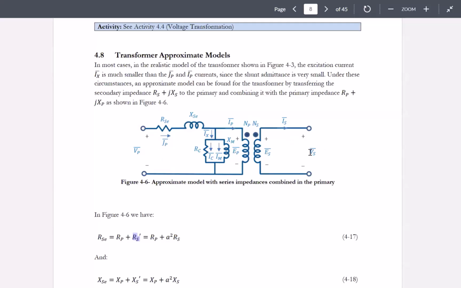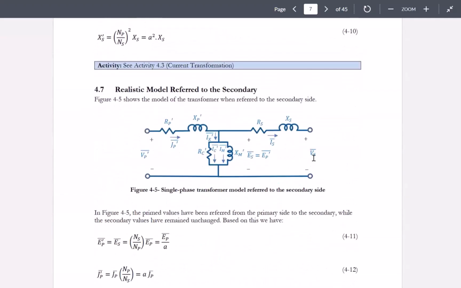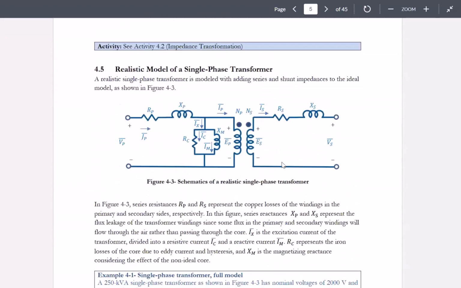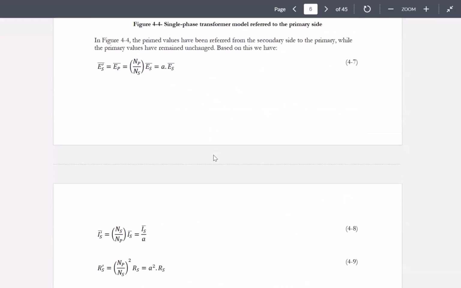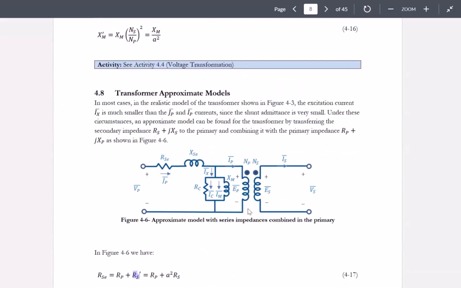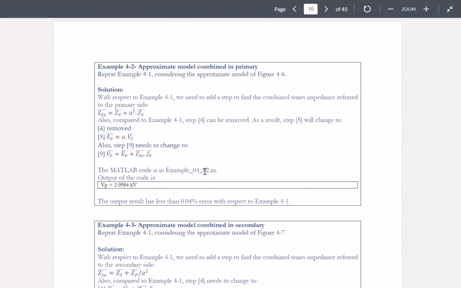You can see that in the previous problem, when we had this model, you found IS, but you had to calculate the voltage drop once here and once here. But in this problem, based on this model, you're not calculating that voltage drop twice. You just do it once here. And as you can see, by doing that, VP would be found at this value, which compared to the value that you calculated in example 4.1 has less than 0.04% error. That's a really small error.